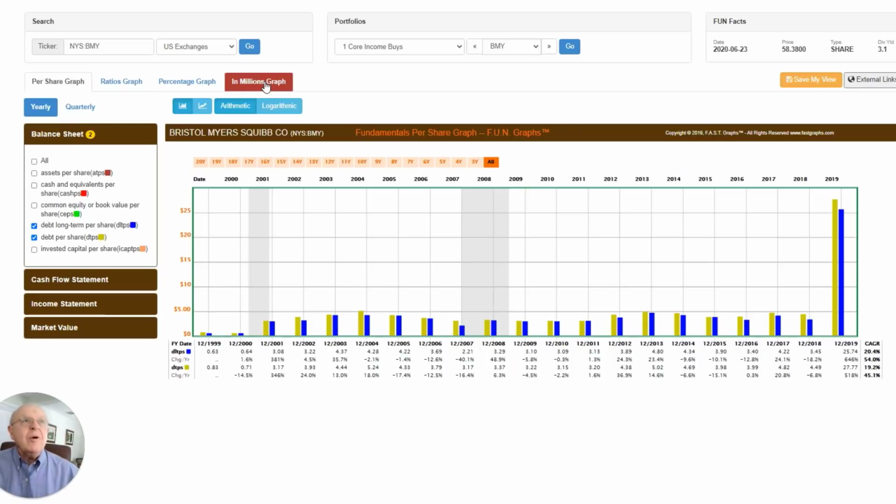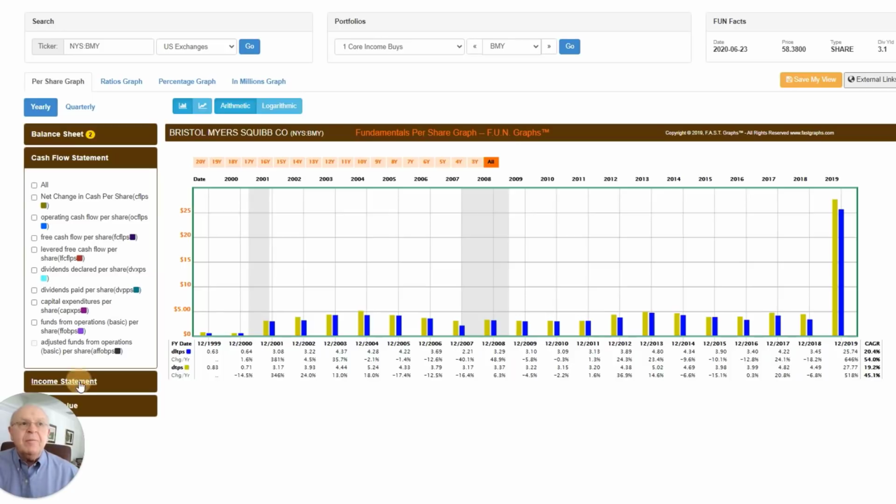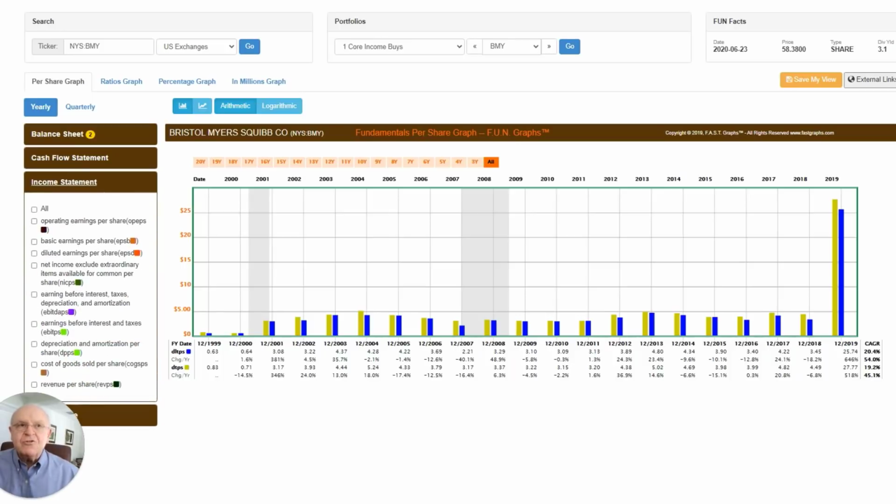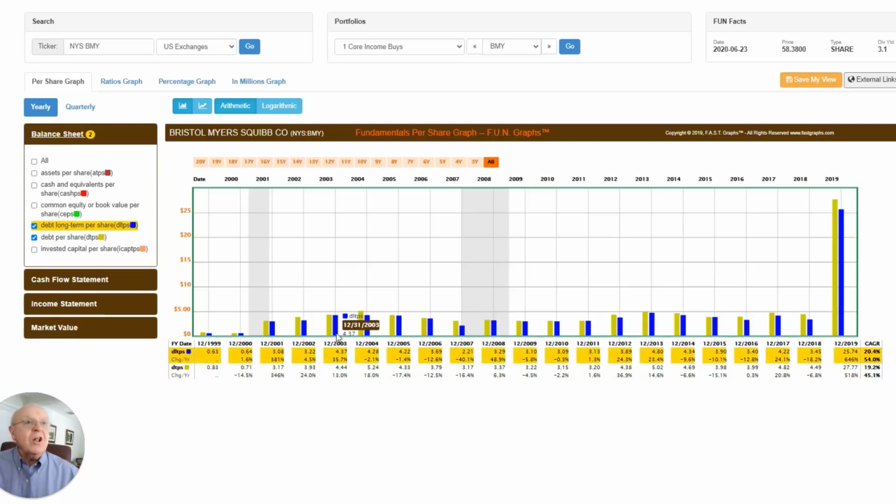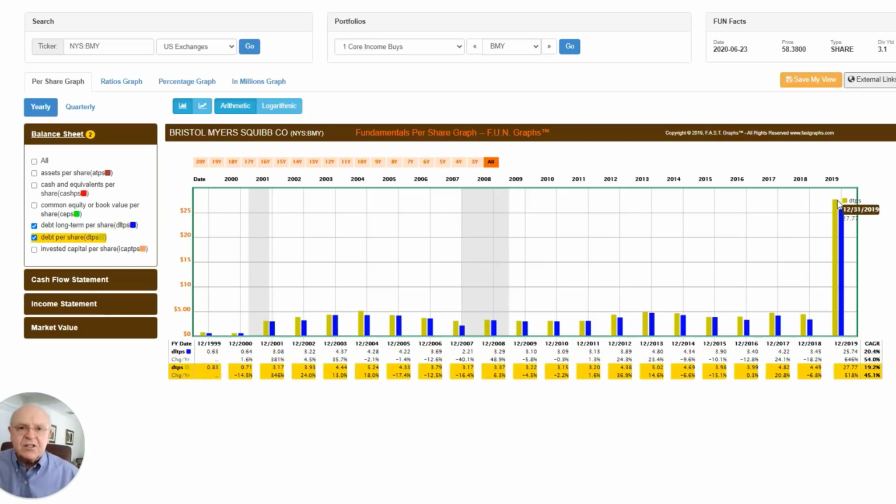We have 4 primary features that are available to premium subscribers to Fast Graphs in the fund graphs. The first is the per share graph, where we look at some summary balance sheet information, cash flow information, and income statement information. So the basic financial reports of the company. Now, what I've got on the graph here right now is long-term debt and total debt. And instantly, by looking at this graph, I see, holy cow, debt has gone up dramatically.